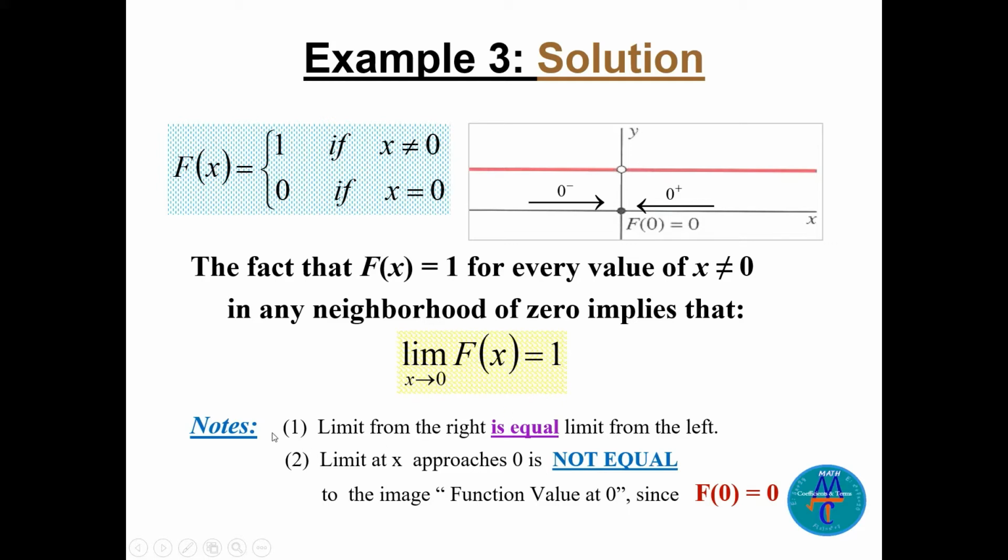Now here there are two important notes. The limit from the right is equal to the limit from the left for this function. The second point: the limit as x approaches 0 is not equal to the image. You know the image? When we say the image, find f of 0. This is f of 0, the function value at 0. It is 0 here. So not always is the value of the image equal to the limit. Sometimes they are equal, sometimes they are not.